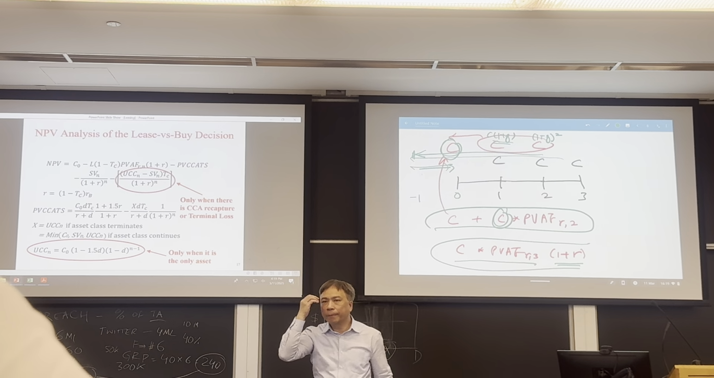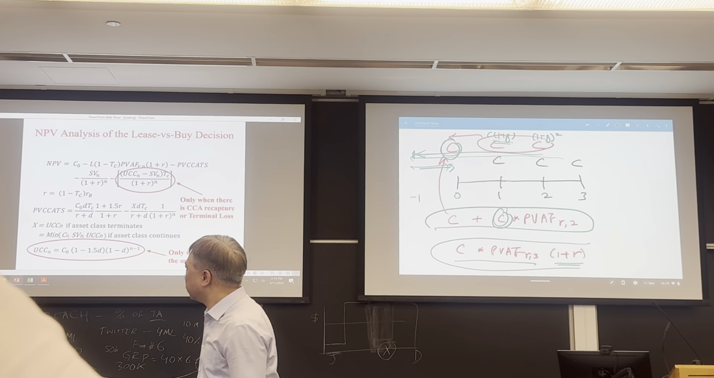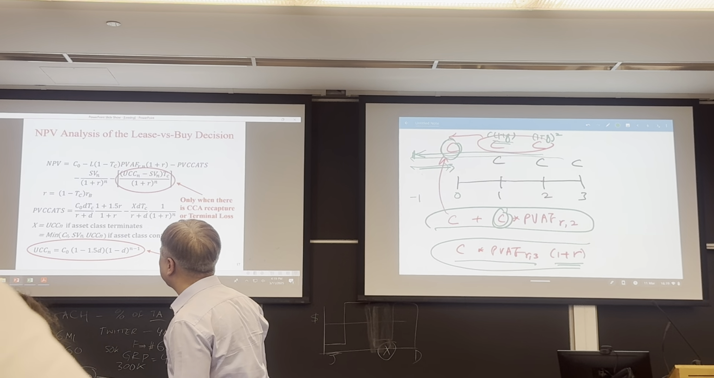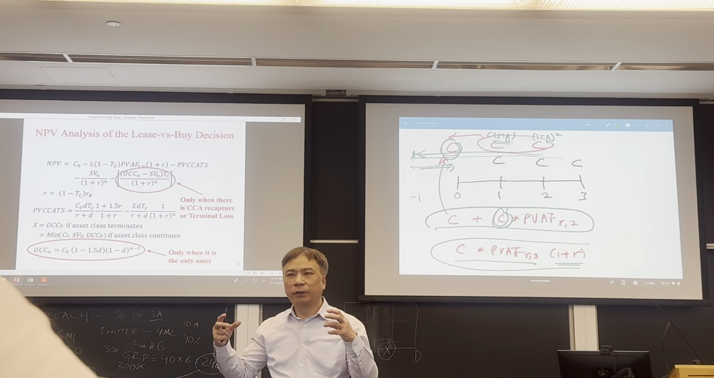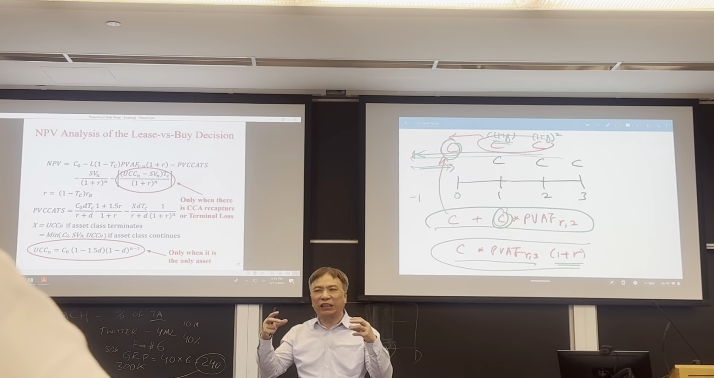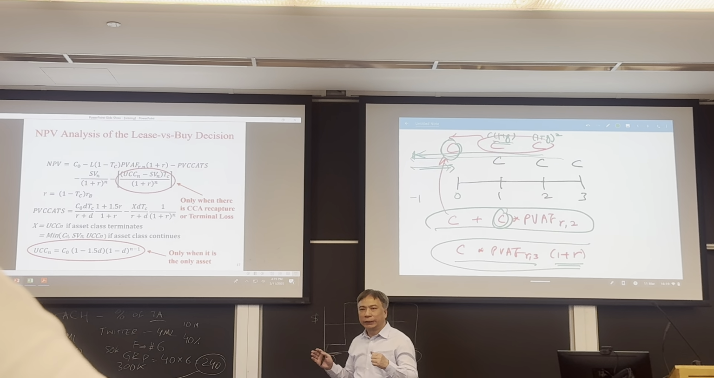Yep. Where it says L times 1 minus tax, times PVAF, times 1 plus R, is that the present value of the lease payment? Yeah, that's the present value of the lease payment. Because they are happening at the beginning of each period, so we multiply by 1 plus R. Okay?